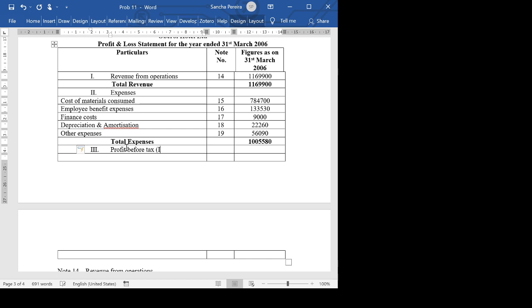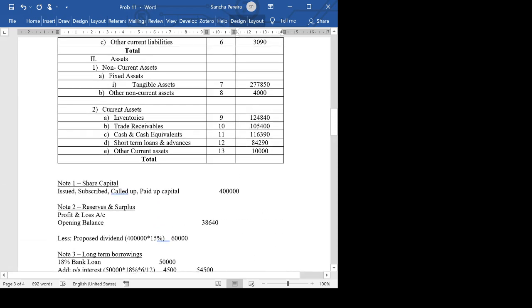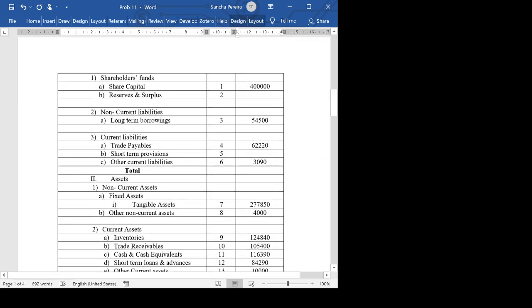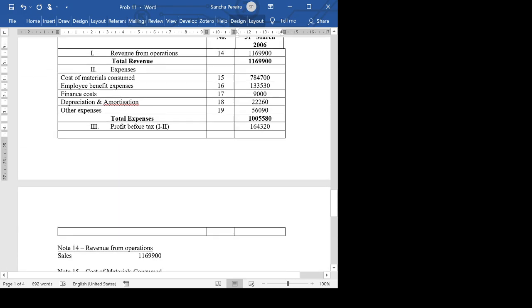That is going to give us number 3, which is profit before tax, and that is going to be total of 1 minus total of 2. So that comes to 164,320. Now we can provide for tax, because the adjustment said to make a provision for income tax at 50%. So 50% of the profit before tax, what is that? So that will be 4.